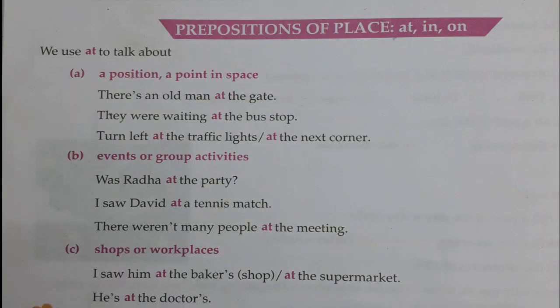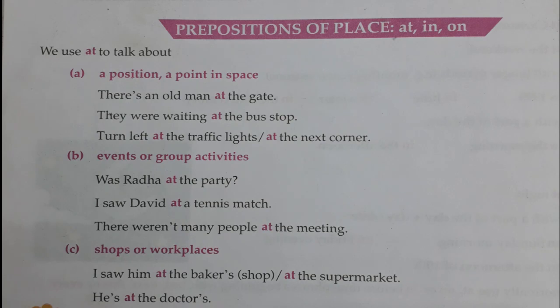The next set of rules is about prepositions of place, at, in and on. We use at to talk about a position, a point in space. As you see in this example, there's an old man at the gate. So when you want to say someone is standing at the gate, you say at the gate. They were waiting at the bus stop. Turn left at the traffic lights, at the next corner. So you see we have used at over here not as a matter of time but as a matter of place.